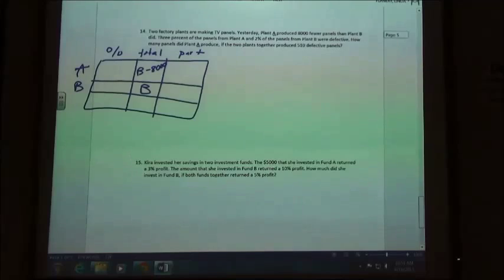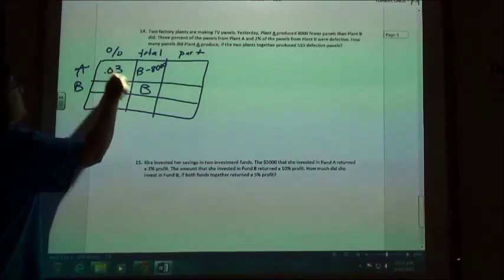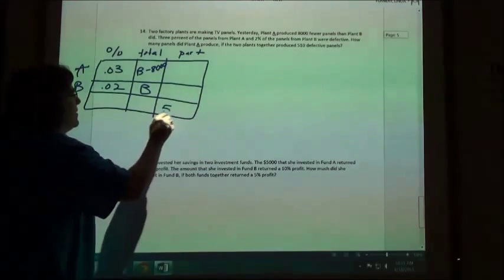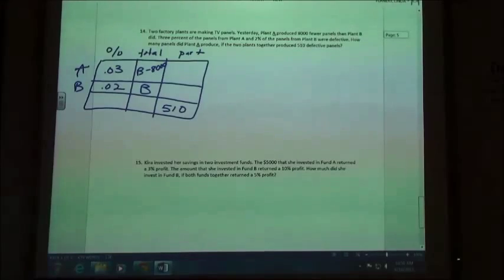3% of A, 0.03, 2% of B, 0.02, were defective. How many panels did A produce if the 2 plants together produced 510 defective panels?